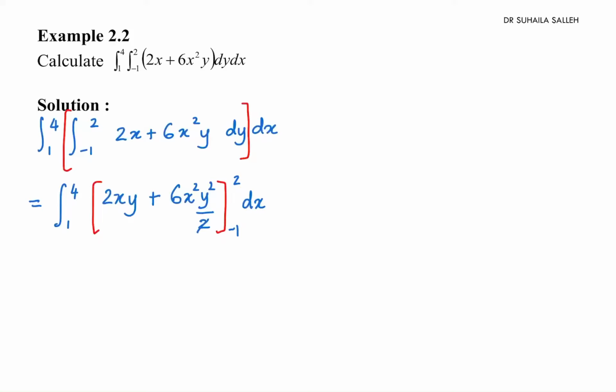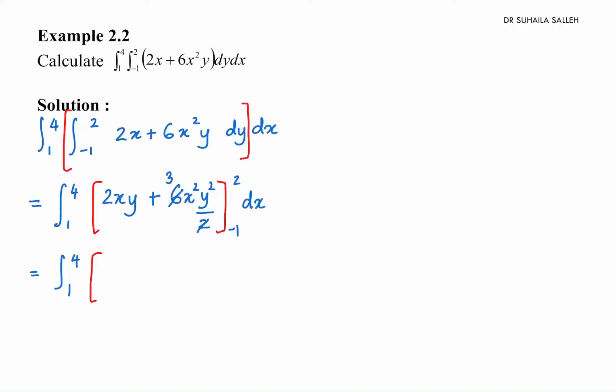So let's simplify this a bit. Now I have the integral from 1 to 4, you still have to write that down. Let me just put the red bracket here. Now here we insert the values of 2 and minus 1. Where do we insert that in?